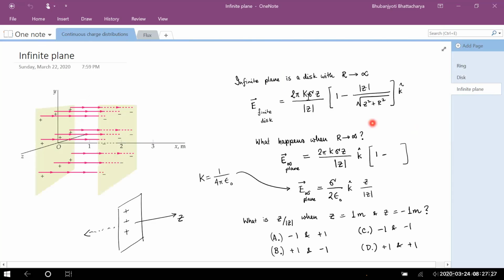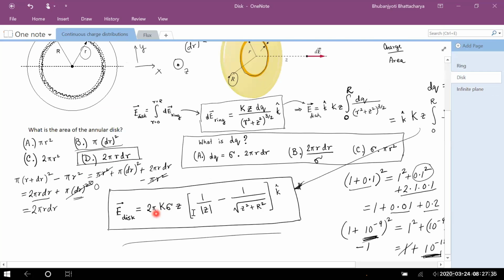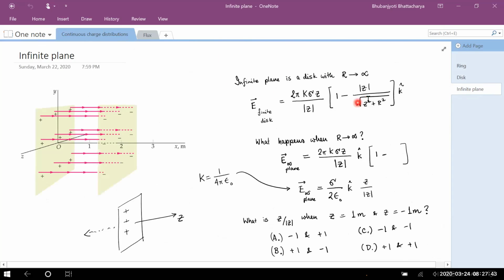So let's move over. I've rewritten the electric field due to a finite disk over here one more time. It's the same formula. I've just copied it over: 2 pi k sigma z. I've pulled out the magnitude of z from this part. And if I pull out the magnitude of z, you can see that the formula inside those brackets becomes 1 minus magnitude of z divided by the square root of z squared plus R squared. And in order to go from the disk to the infinite plane, what do we have to do? We have to take R to infinity.